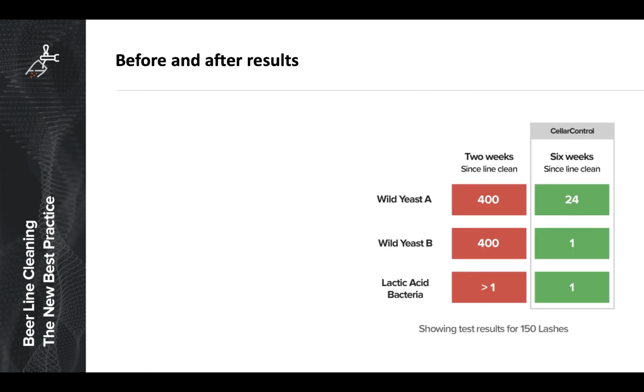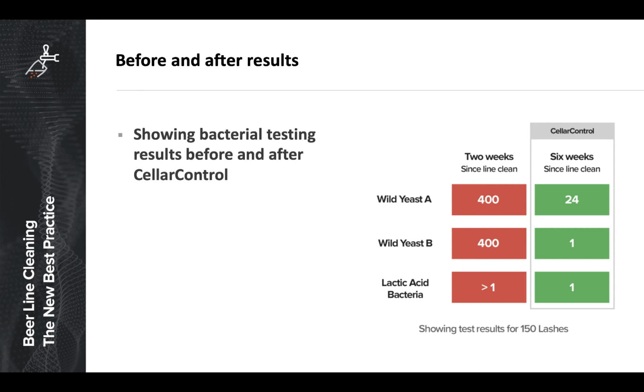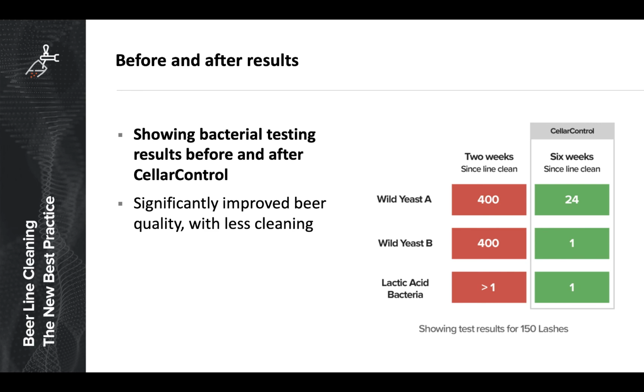Firstly, let's look at some before and after results showing on-site bacterial testing, using 150 lashes in this case, before and after CellarControl was installed. As you can see, there was a significant improvement following the installation of CellarControl, even though the line cleaning cycle went from 2 weeks up to 6 weeks. This shows that even with an extended cleaning cycle, CellarControl actually improves beer quality.